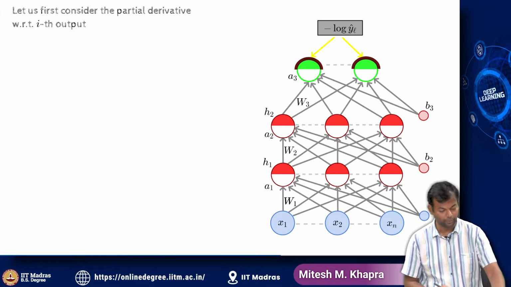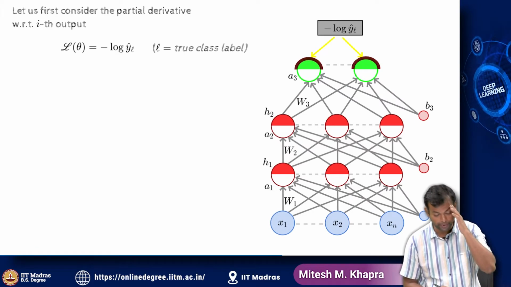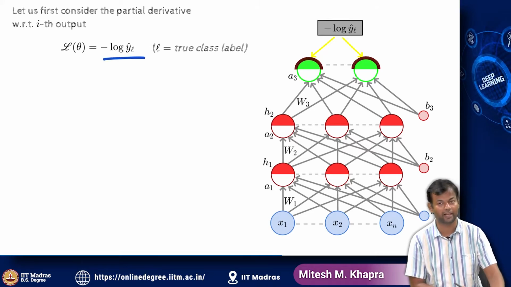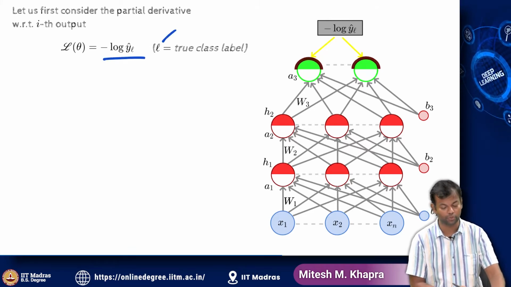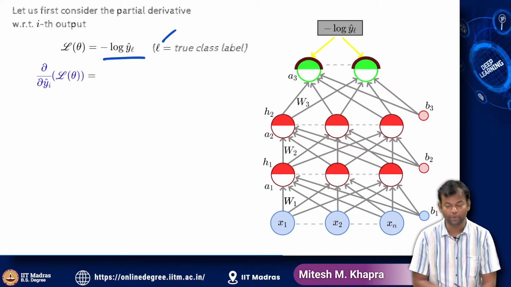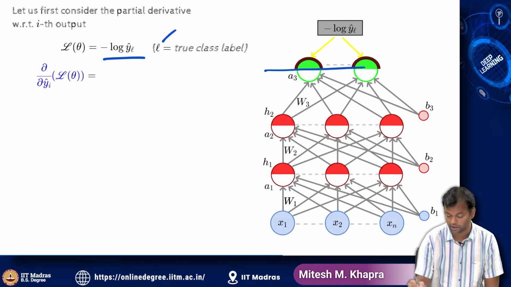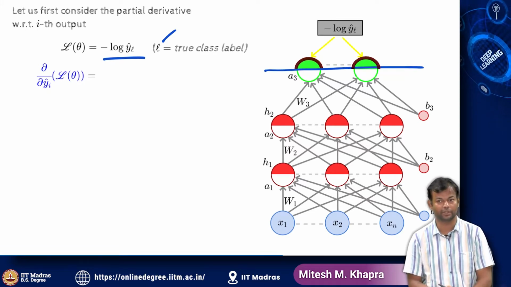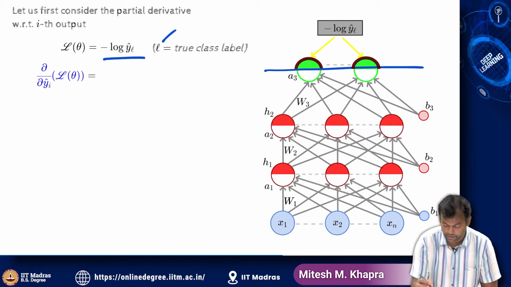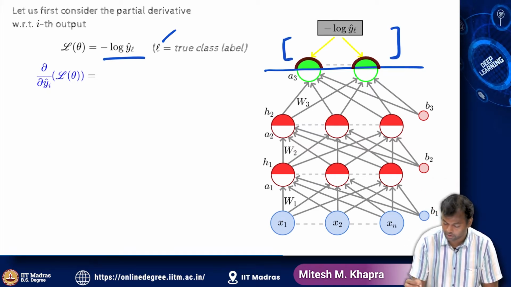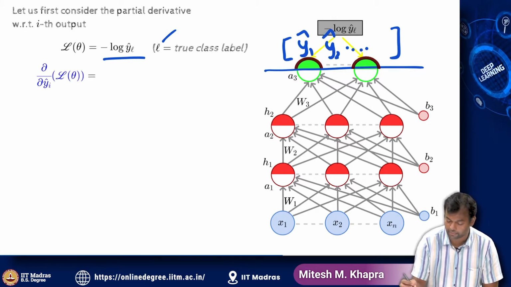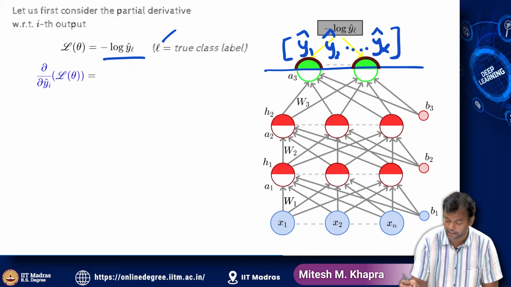Now to begin with, I know what the loss function is. I know that this is minus log of y hat L, where L is the true class label. What I'm going to do is focus first on the upper half, the dark shaded green portion. So what do I have here? I have y1 hat, y2 hat, all the way up to yk hat.